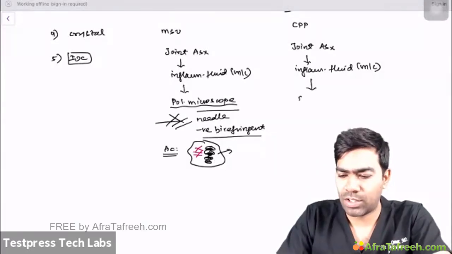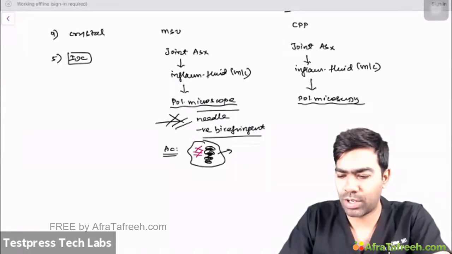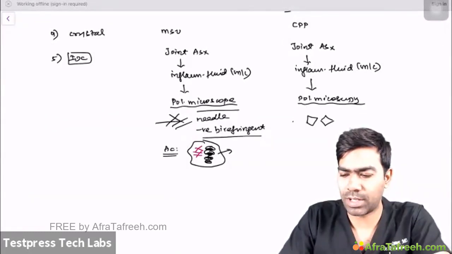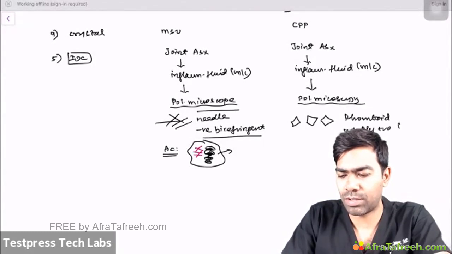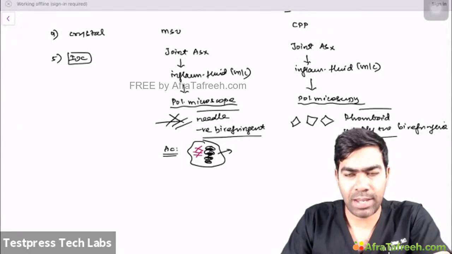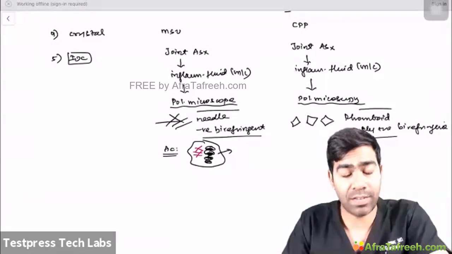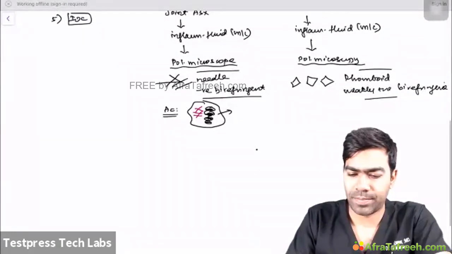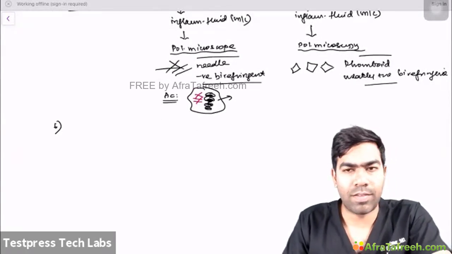As far as pseudogout is concerned, once you send this fluid to polarized microscopy, you are going to see rhomboid-shaped crystals with weakly positive birefringence. That is characteristic of pseudogout. Similarly, in acute pseudogout, you will see the crystals within the neutrophils. If you see that, it's very, very specific for acute pseudogout rather than chronic pseudogout. Fine. So these are the typical findings.